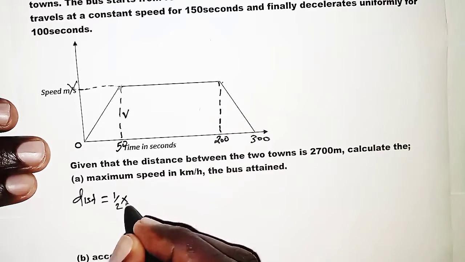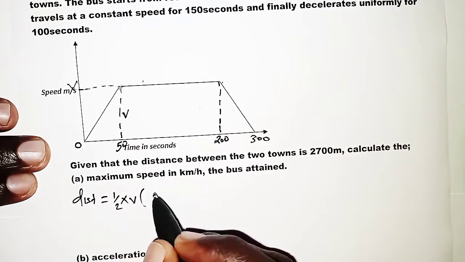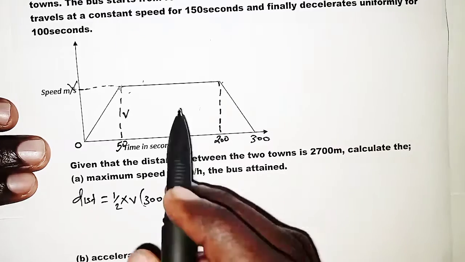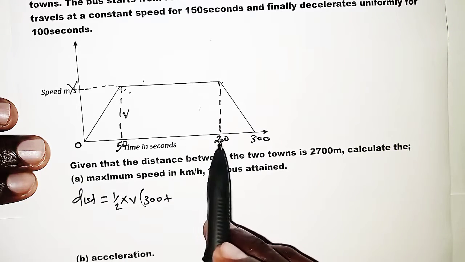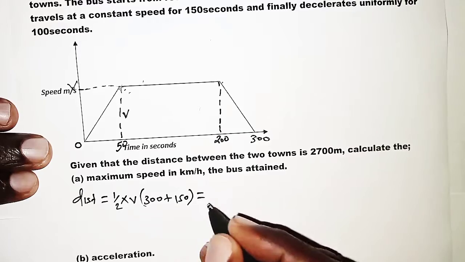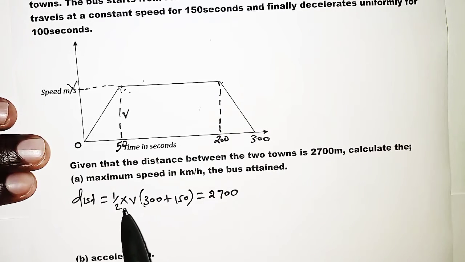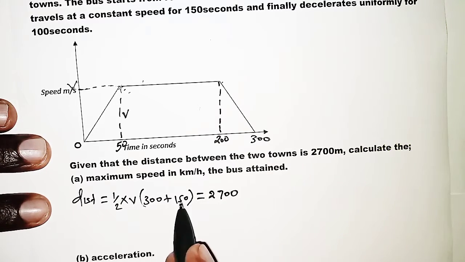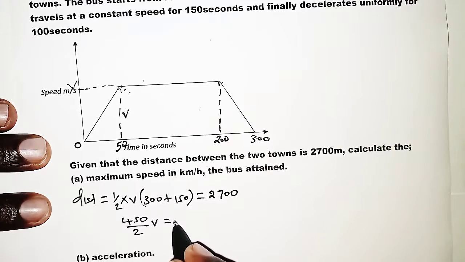It's a half times the height, and the height in this case is the velocity v, times the sum of the two parallel sides. From 0 to 300, we have 300 seconds, plus from this point to this point, we have 150 seconds, which is the difference between 50 and 200. And you're told that this distance is 2,700 meters. From this equation we'll be able to get the value of v. So this is 450 over 2 times v, equal to 2,700.